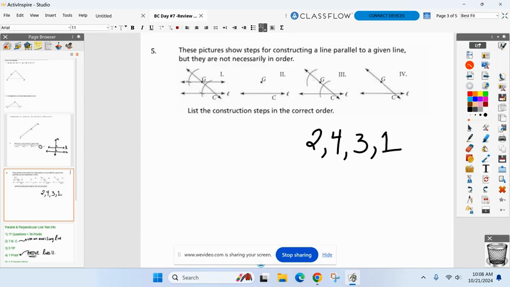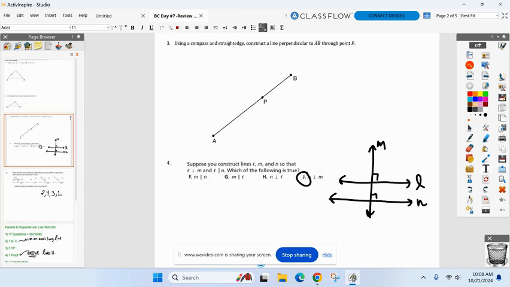Anything else we need to cover? We're sure we're good on the construction. Number 3, using a compass to construct a perpendicular. I don't care if this comes up tomorrow. I don't care if point P is on the line or it's somewhere off. The construction is still the same. I put my compass point on P, and now I make an arc that intersects twice. I don't care if it's above or below the line. Doesn't matter.